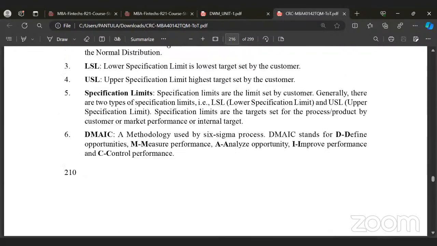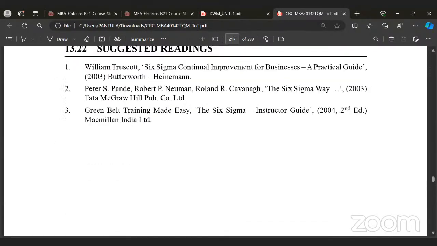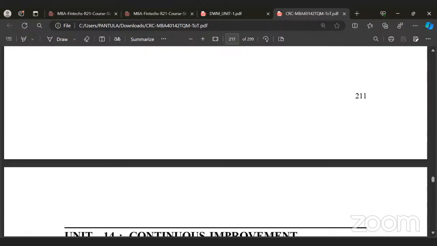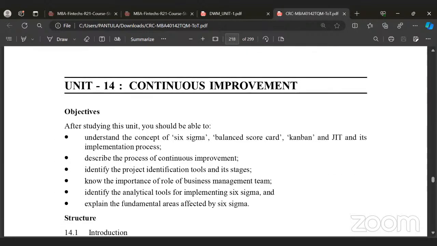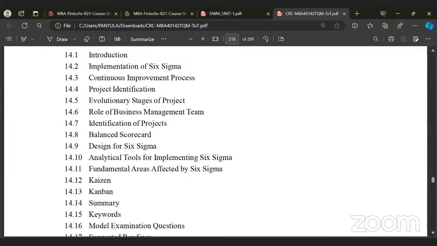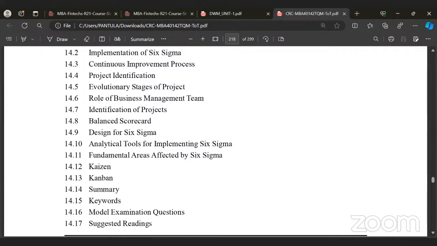You can read this, and we have a suggestion of reading; some kind of case study is not there in this unit. Okay, next unit is continuous improvement. How can we get continuous improvement? After implementing Six Sigma, how continuous improvement is going to happen. Once you find that defects are not there in your product, definitely there is going to be continuous improvement.